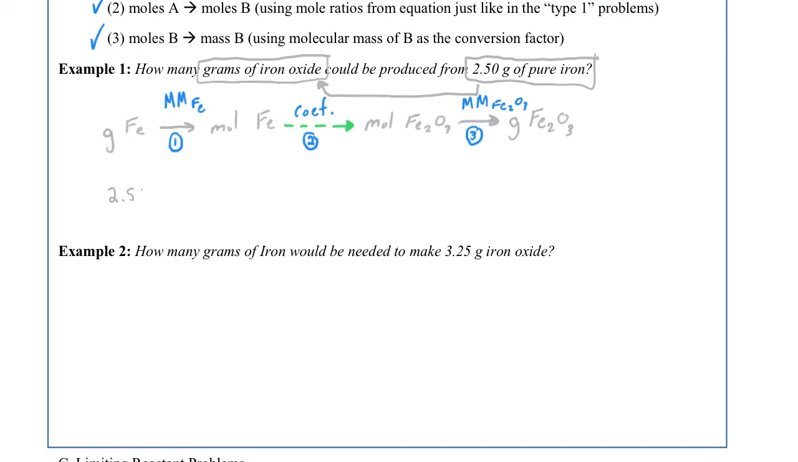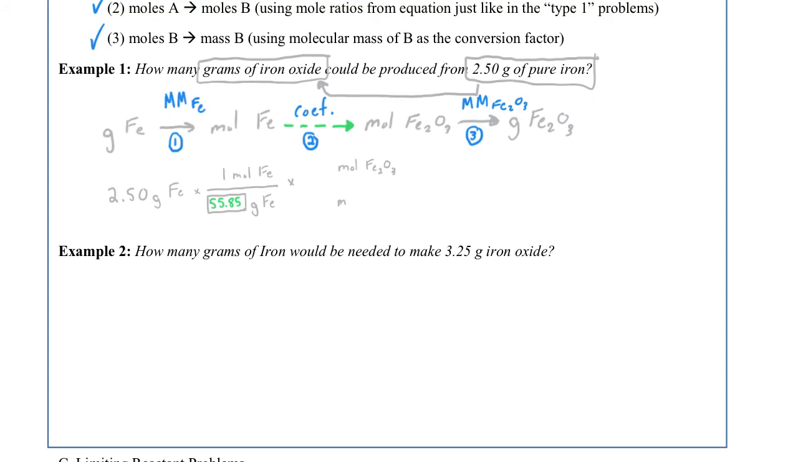So the first step is let's put in our starting point, which is the 2.50 grams of pure iron. Next, we set up a conversion factor that allows us to go from grams of iron into moles of iron. Now, what value do we put in here? Well, we have 1 mole of iron, and then we look at the periodic table and we see that the molar mass is 55.85 grams for every mole. So we'll put that value in there.